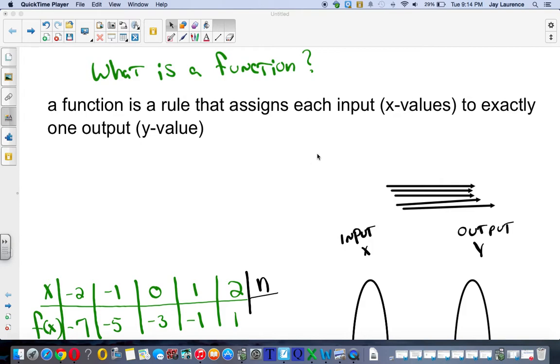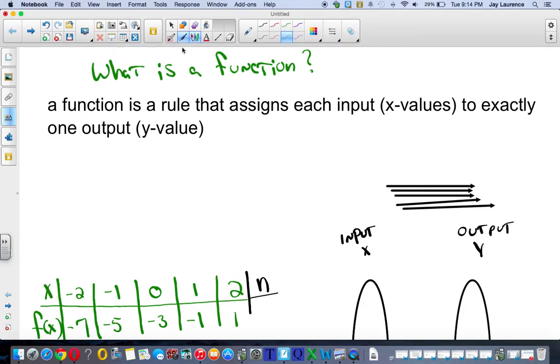Hi there, algebra students. Mr. Laurence here, and I'm here to define a function for you. We've been talking about these functions for a couple days. You've been trying to find them. I want to tell you that a function is a rule. It's like an equation, okay? A rule that assigns each input, the x value, to exactly one output, all right?